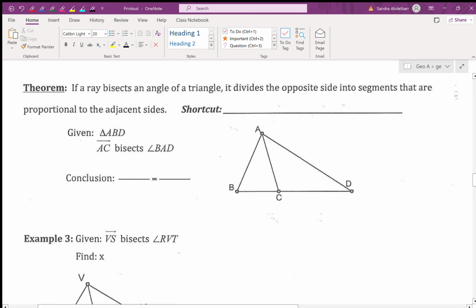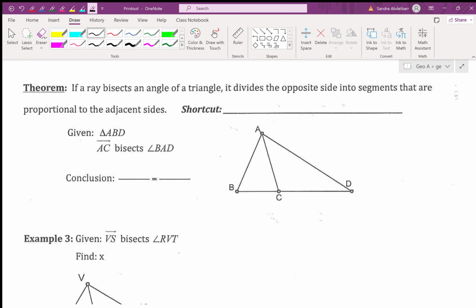Okay, so this theorem tells us if a ray bisects an angle of a triangle, it divides the opposite side into segments that are proportional to the adjacent sides. The shortcut that we're going to use in proofs, this will show up in proofs, is going to be called the angle bisector theorem. And I will tell you what the angle bisector theorem does for us.